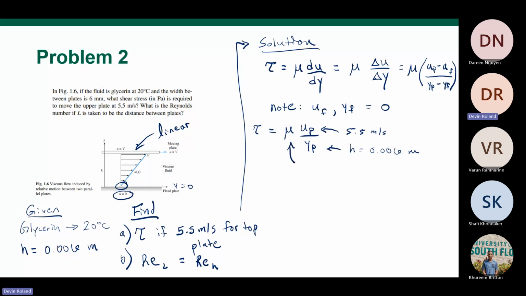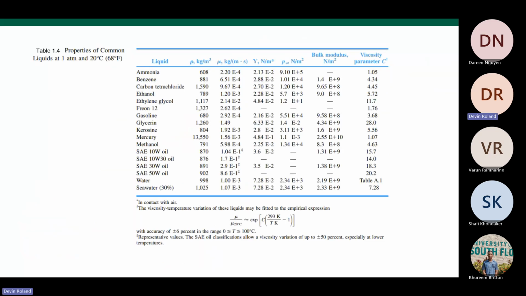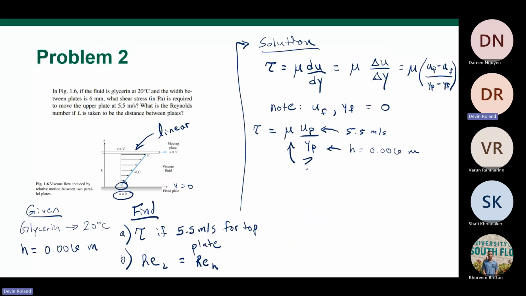The only thing left is this mu quantity. So what's that? Dr. Vassal provided this table on Canvas, table 1.4, so if you need it, you can find it there. If we find glycerin, since it's stated glycerin is the material we're working with, then it says that mu for glycerin is 1.49 kilograms per meter second. So I'll go back here and say that this is 1.49 kilograms per meter second. And now we know everything.